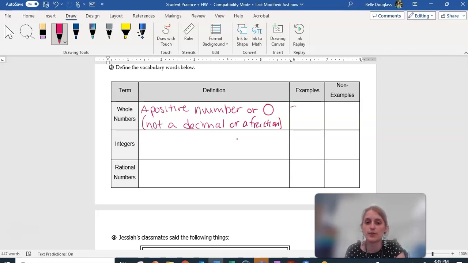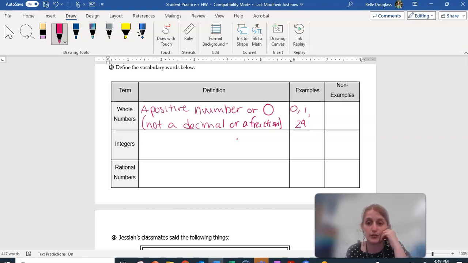So an example of a whole number, you could say 0, you could say 1, you could say 29, you could say whatever positive number or 0 that you want. It just cannot be a fraction or a decimal. But actually, it kind of can be a fraction. It cannot be a fraction that does not simplify.